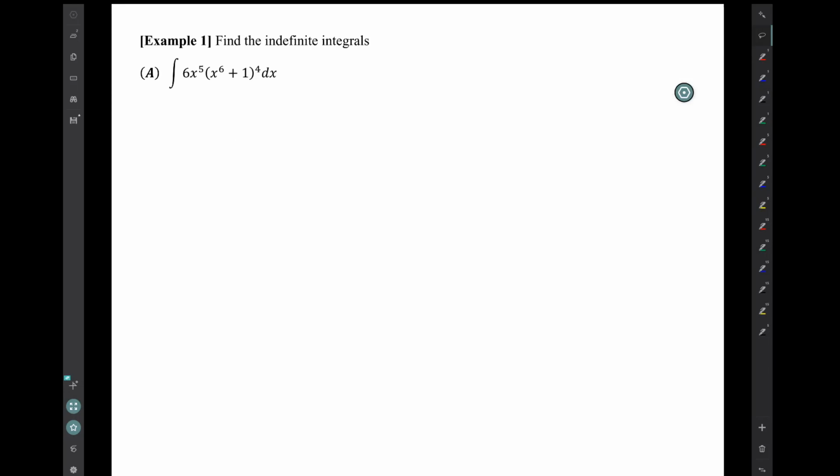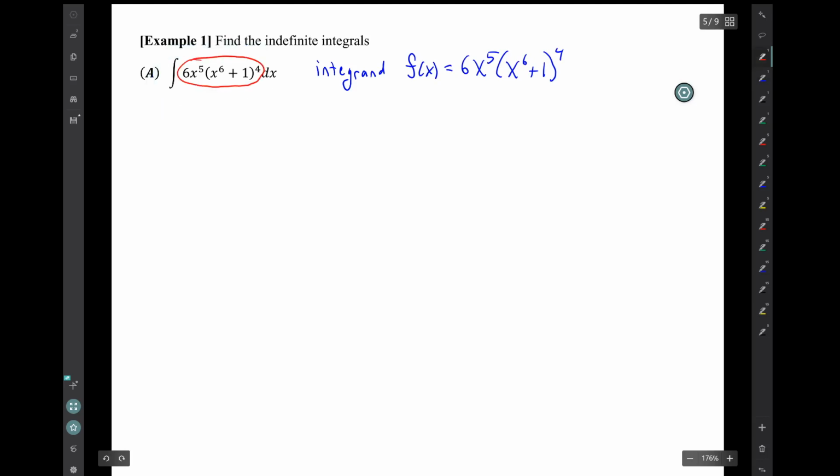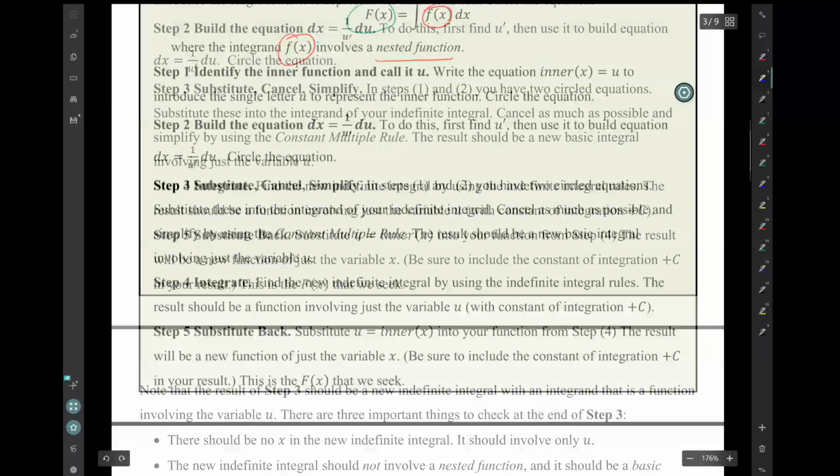Example 1a, find this indefinite integral. Now let's identify the integrand. That's the integrand. We've pulled it out and written it by itself. So let's follow the procedure from the substitution method a couple pages back.